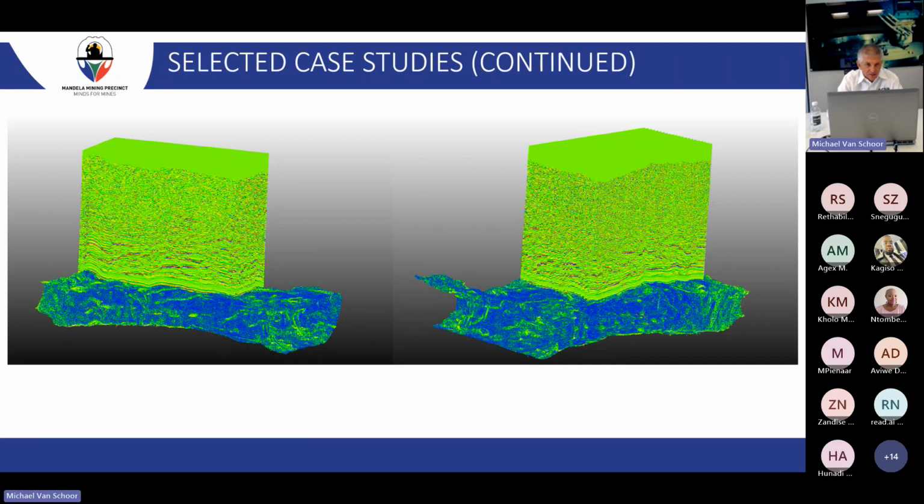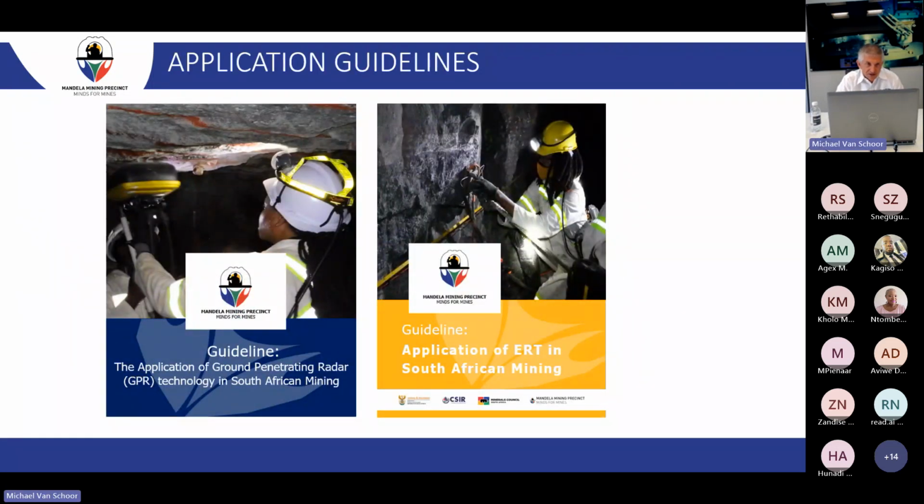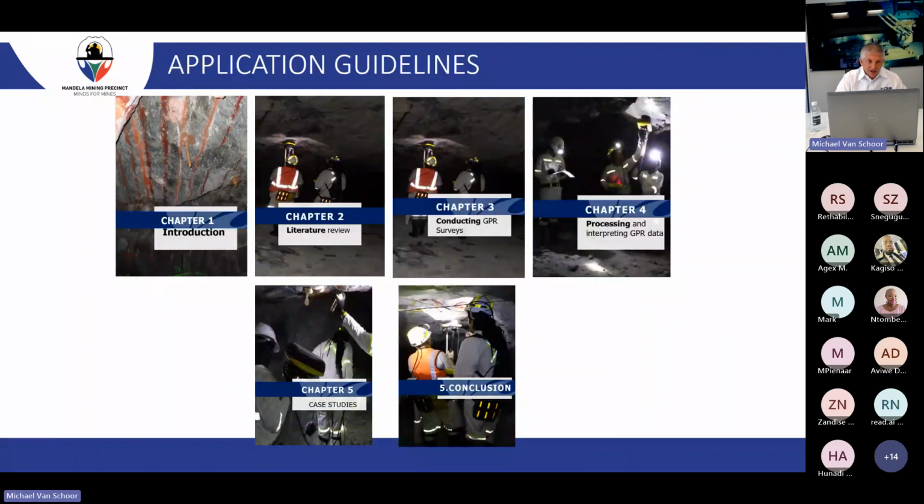Then moving on, I'm nearing the end now. This is just mentioning the application guidelines that were produced last year or the year before as part of the AOK projects. We had 2 separate projects, one focusing on the GPR research and one on the ERT. And for each of those, we produced a set of guidelines for industry use. And each of these guidelines basically covers all the important topics, from just giving a background about the technology. This is the one for GPR. Looking at how to plan and conduct GPR surveys, processing and interpreting your GPR data, looking at case studies.